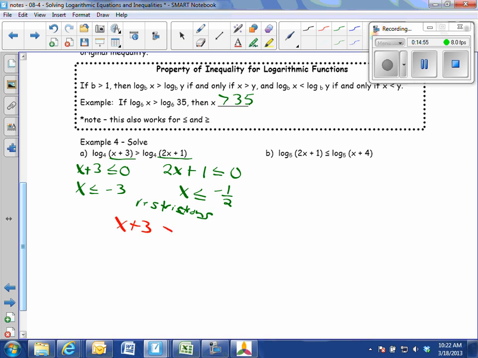Well, this is greater than. Why didn't we do that one? The restrictions? No, because we don't have an equal sign, we have an inequality, greater than or less than. So we just have restrictions.